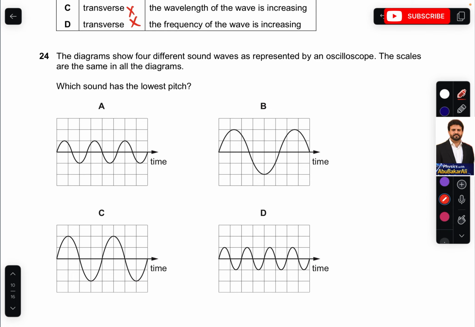In question 24, the diagram shows four different sound waves as represented by an oscilloscope. The scales are the same in all the diagrams. Which sound has the lowest pitch? Pitch depends on frequency. So they're asking which one has the lowest frequency. Frequency means how frequent, or how many waves there are in the same time. So if you see, there are one, two, and three waves, whereas there is 1.5 waves. There are also two waves. So this is the least frequent.